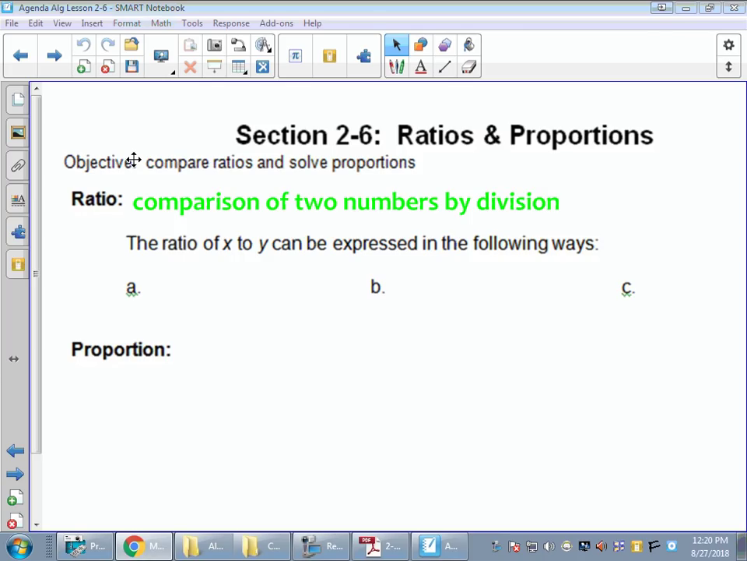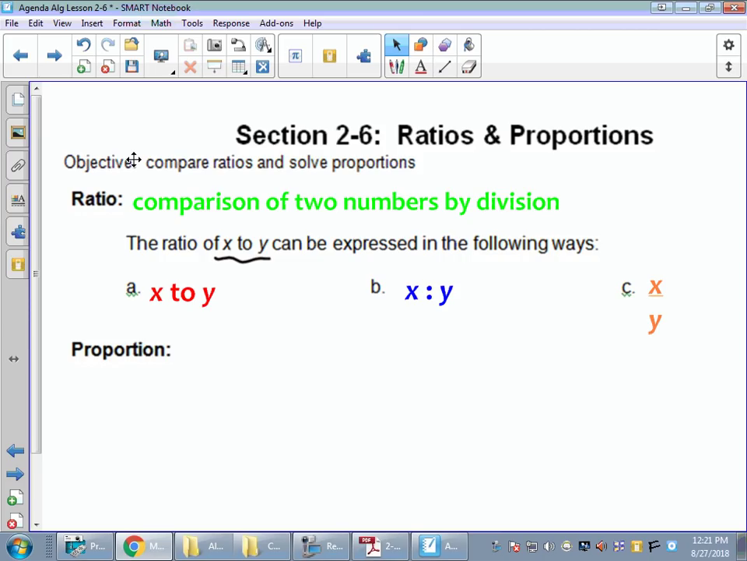Now, what is a ratio? It's a comparison of two numbers by division, okay? We can write this a whole bunch of different ways. If we talk about x to y, if these are our two numbers, we can write it like this, x to y in actual words. You can write it like this, x with a colon in there, y, that's still read x to y. Or we probably see it most likely in a fraction form, x over y. And that's how we're going to mostly use it.